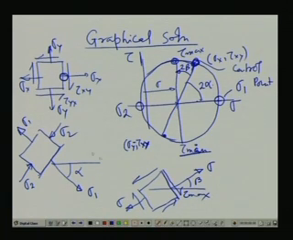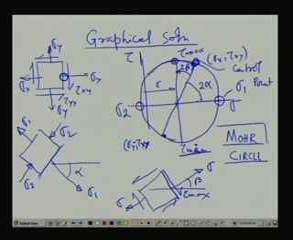Okay. So, this way of plotting a graphical solution, you can get it by plotting, and this is called the Mohr circle. This is a very useful way that if you wish to use a graphical solution, then you can do it as I have described it here.